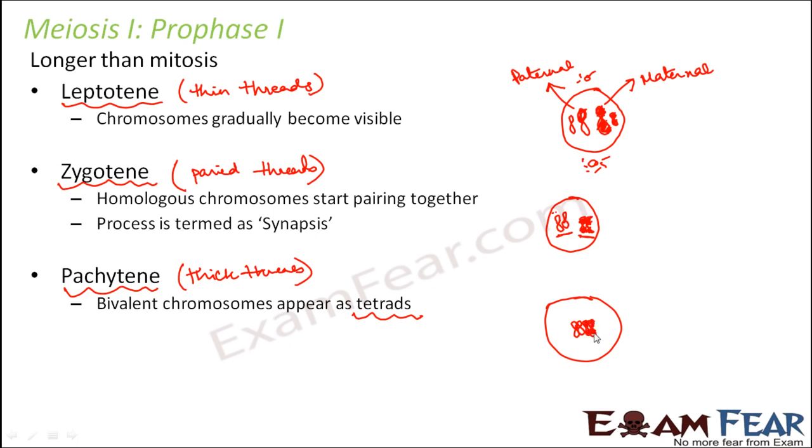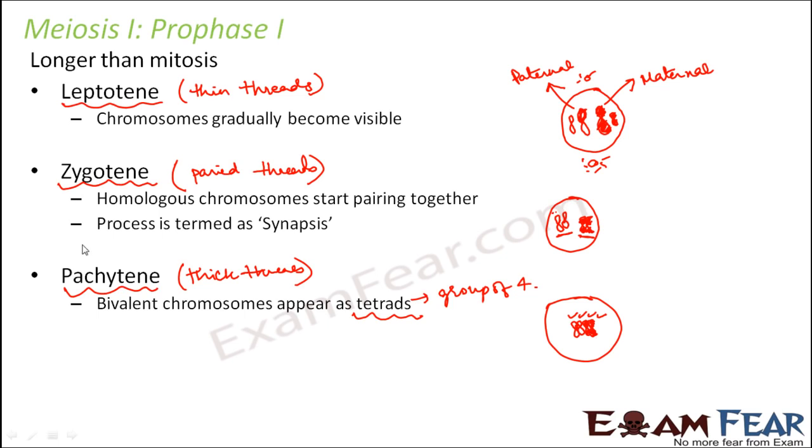So it became even more thick. And this, the word tetrad means a group of four. A group of four, that is called tetrad. Tetra means four. So here if you see 1, 2, 3, 4, you have four chromosomes grouped together, and that is why it is known as a tetrad.